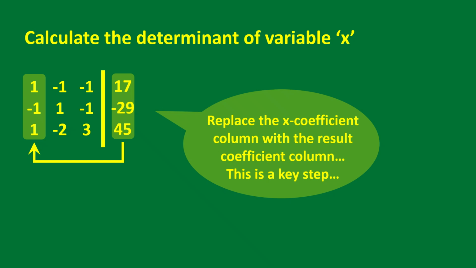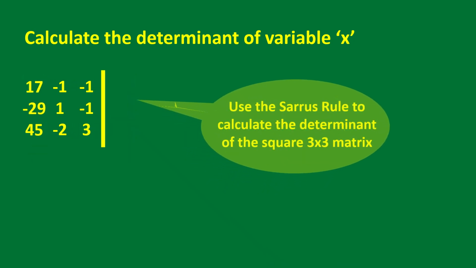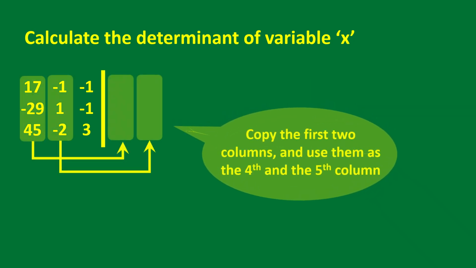This is actually the key step in Cramer's rule. And we will see later on, we will do the same for variable y and variable z as well. So what we've got here as a result is a square 3 by 3 matrix. And again, we will use the Sarrus rule to calculate the determinant for the x variable here. And again, we need to copy the first two columns and use them as the fourth and the fifth column respectively.